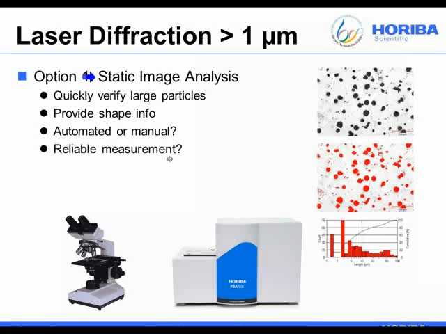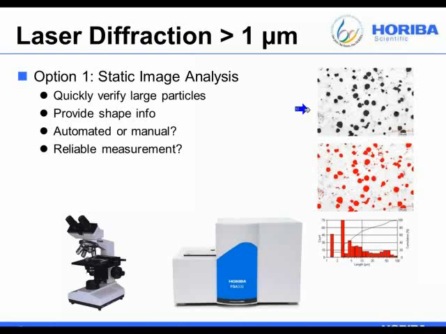A whole different discussion. That's just the crackerjack explanation. But why do we like static image analysis for this confirmation? We like it because image analysis is the referee technique, meaning if there's any discrepancy about large particles, they turn to a microscope. And we turn to a microscope because, very simply, seeing is believing.